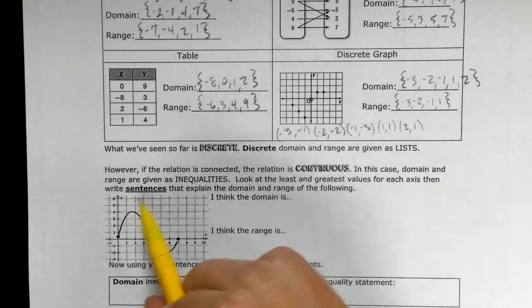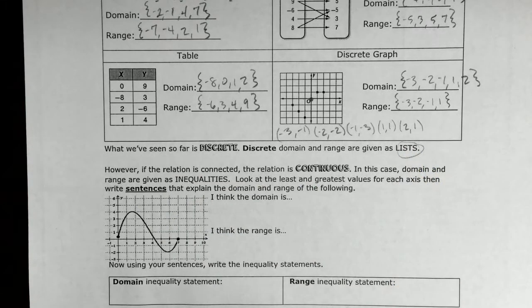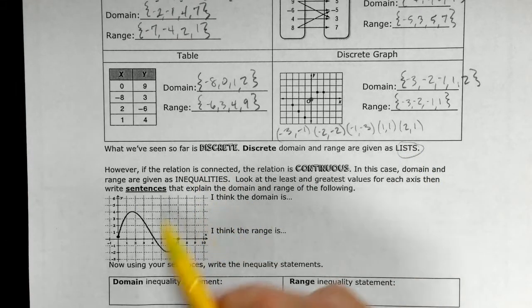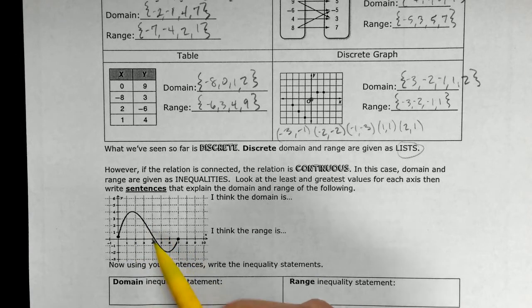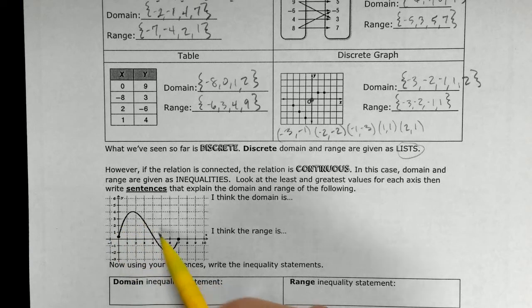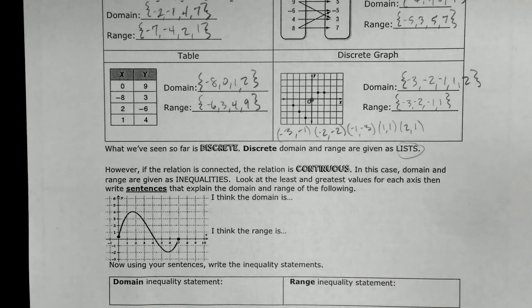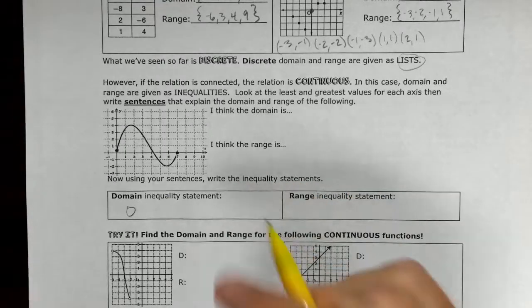Alright, so what we've seen so far is discrete domain and range, and it's given to us as a list, right? If a relation is connected, you can see how this is continuous from the starting point to the ending point. We're going to write the domain and range in inequalities. It says look at the least and the greatest values of each axis, then write sentences that explain the domain and range of each. So my inequality statement, this is my starting point. We're going to start at 0.